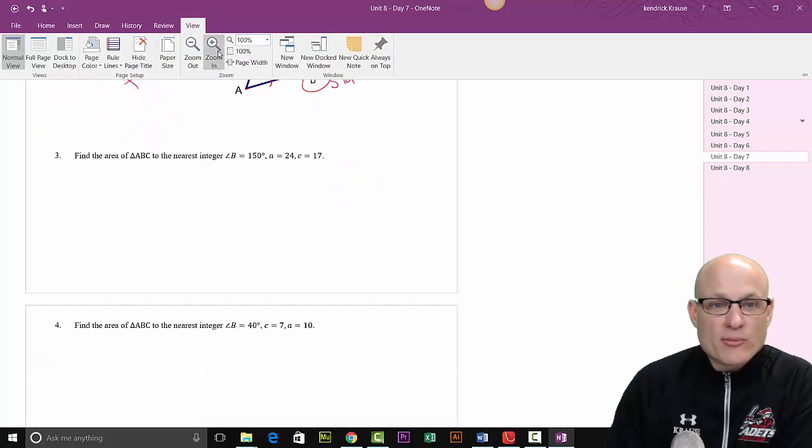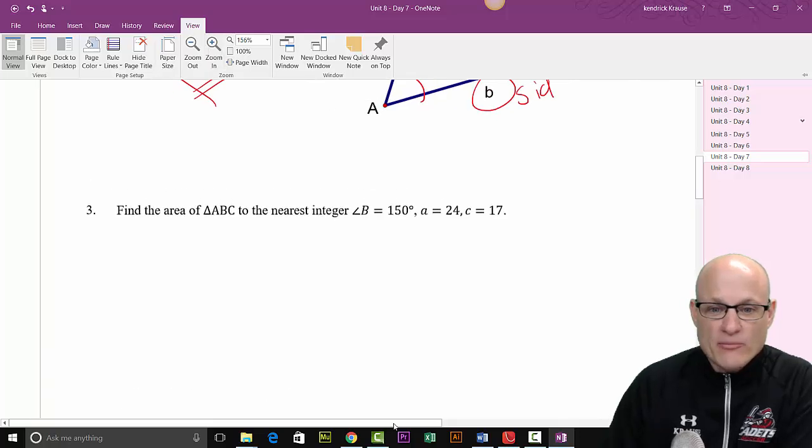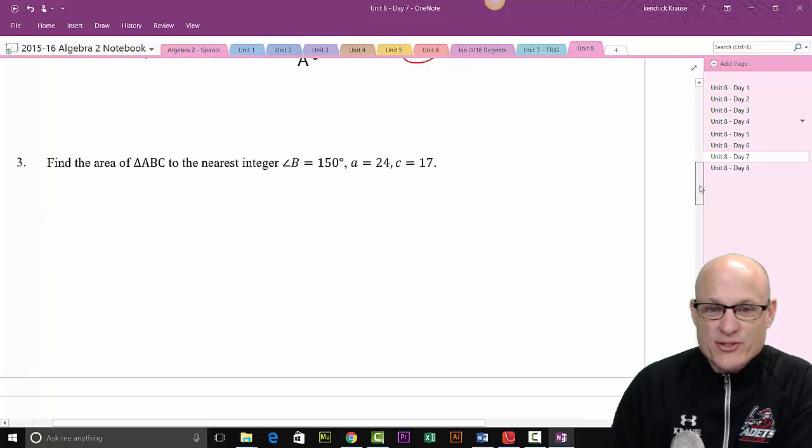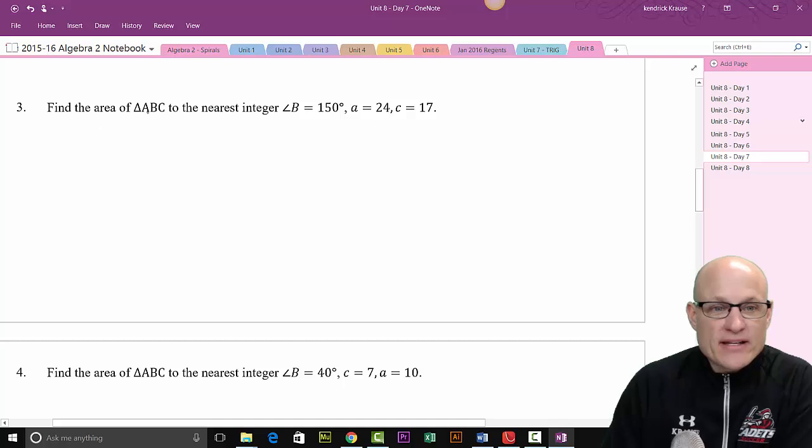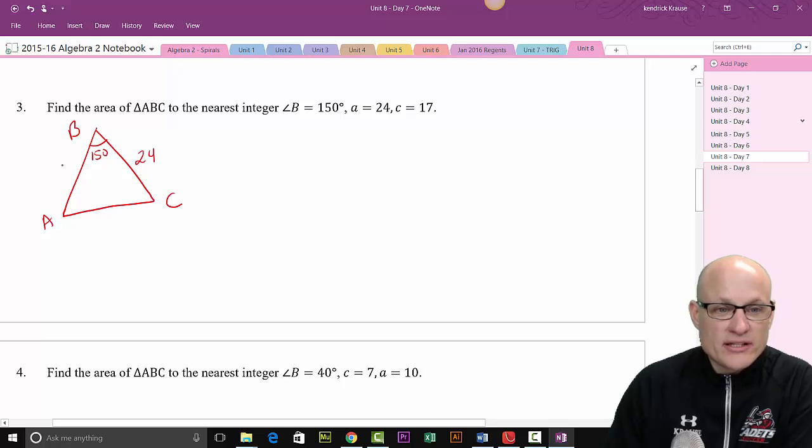So let me blow this up. We're only going to do like 3 or 4 problems. I'm going to leave the rest for you to do and turn in to me. So find the area of triangle ABC. You have to make sure that it satisfies the condition. If angle B is 150 degrees, little a is 20 feet. So what I have here is a side, angle, side. So I can use my formula.